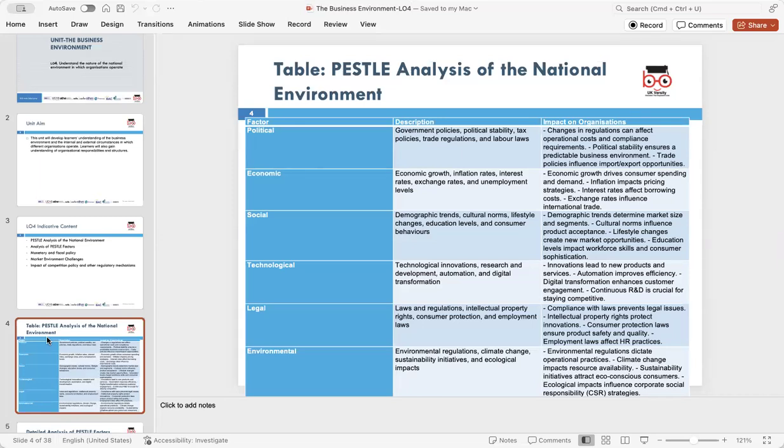Economic factors include economic growth, inflation rates, interest rates, exchange rates, and unemployment levels. So, economic growth drives consumer spending and increases market demand, which benefits businesses. Inflation affects pricing strategies as rising costs may need to be passed on to consumers. Interest rates influence borrowing costs, impacting investment decisions and capital expenditures.